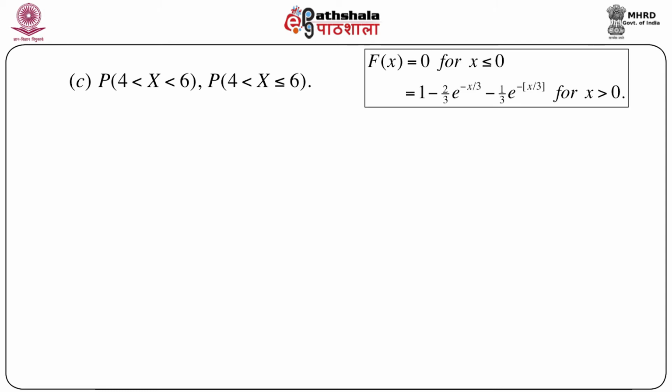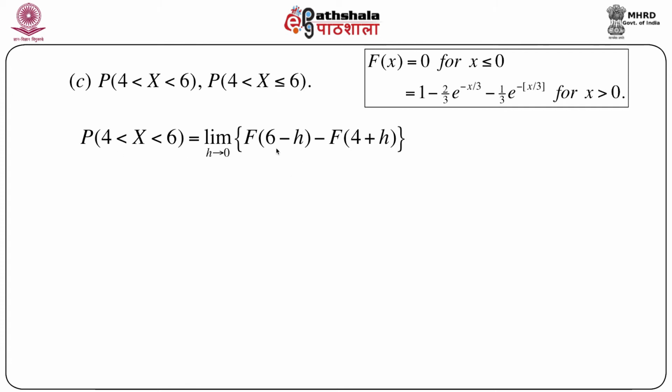Recall that capital Fx is 0 whenever x is less than or equal to 0, and equals 1 minus 2 by 3 e to the power minus floor of x by 3 minus 1 by 3 e to the power minus x by 3 for x greater than 0. So probability 4 less than x less than 6, we can immediately write that, remember, capital Fx is defined as probability capital X less than or equal to small x.